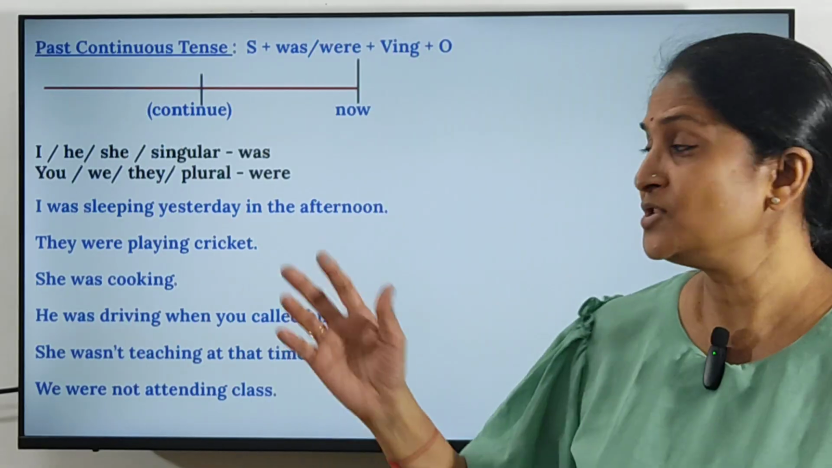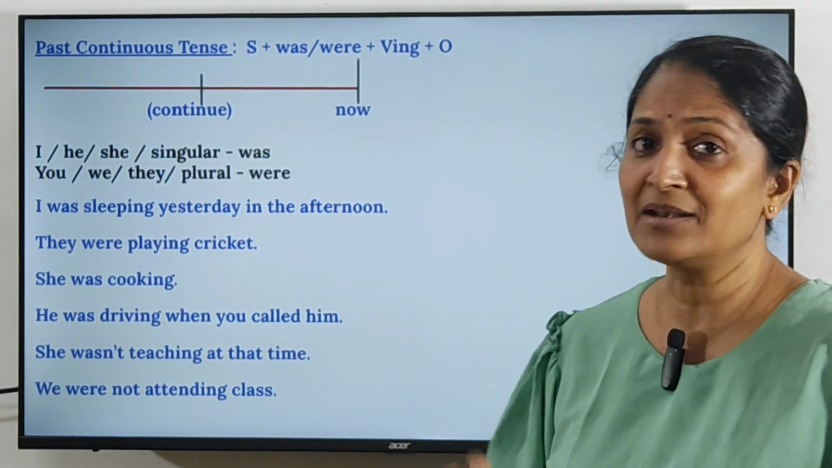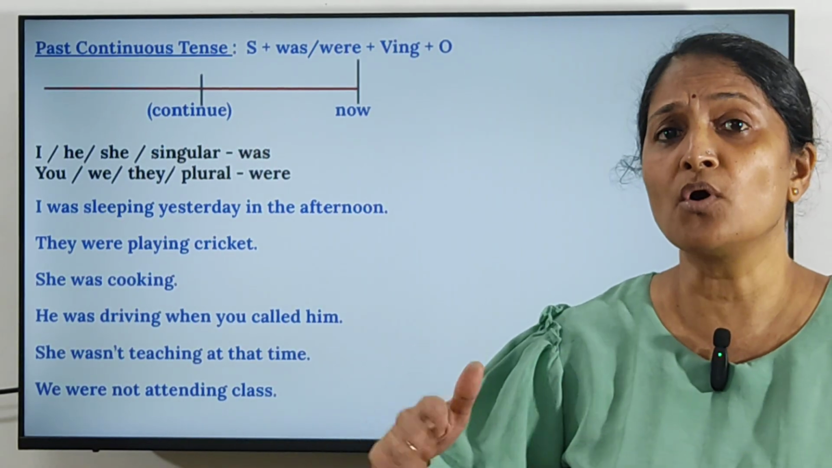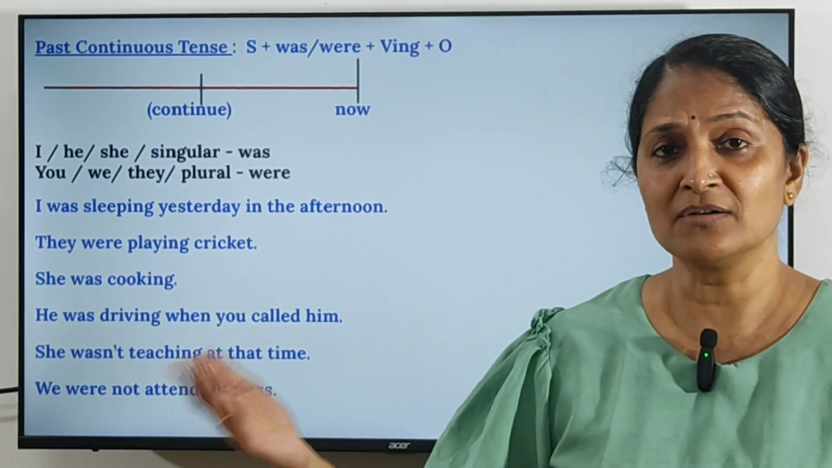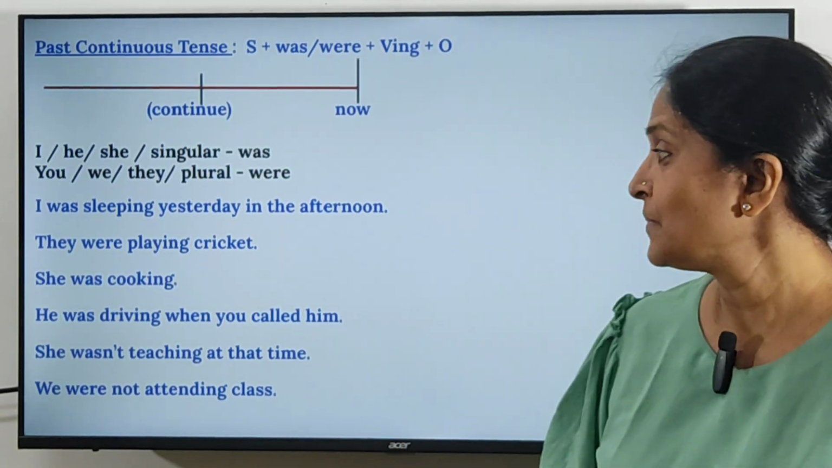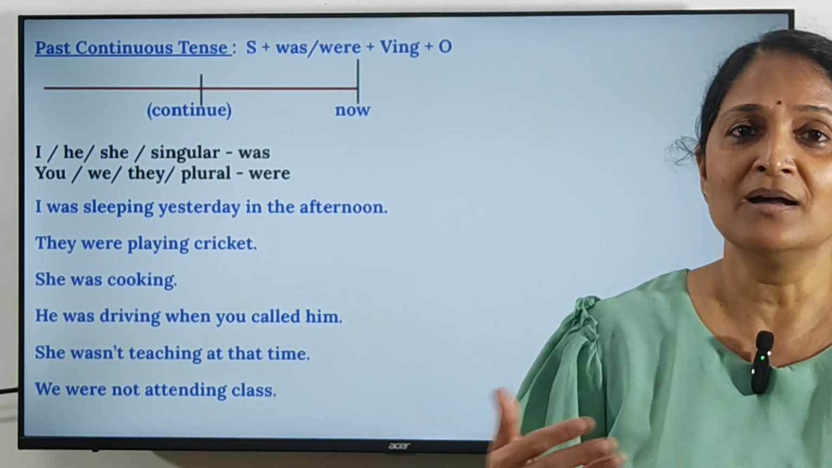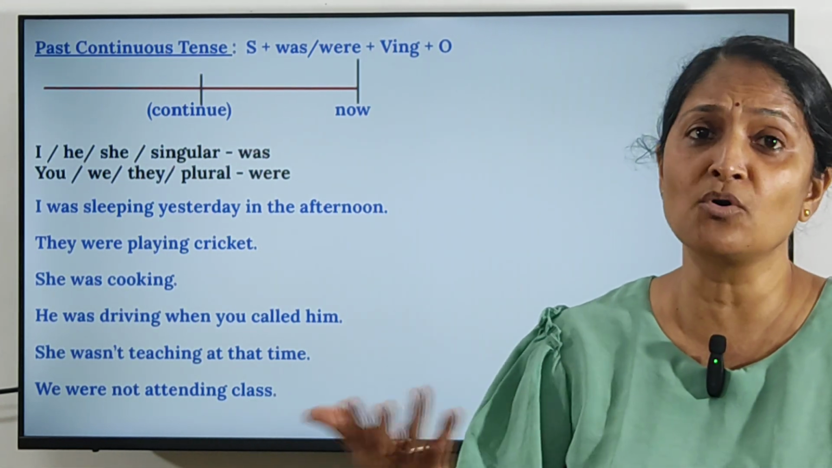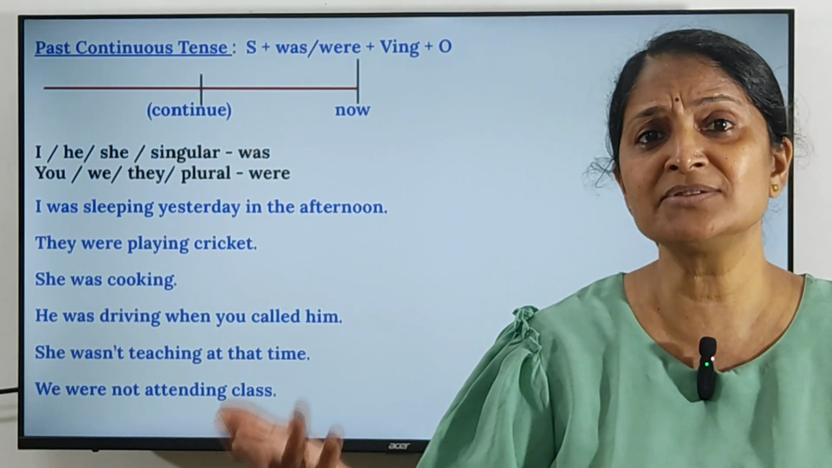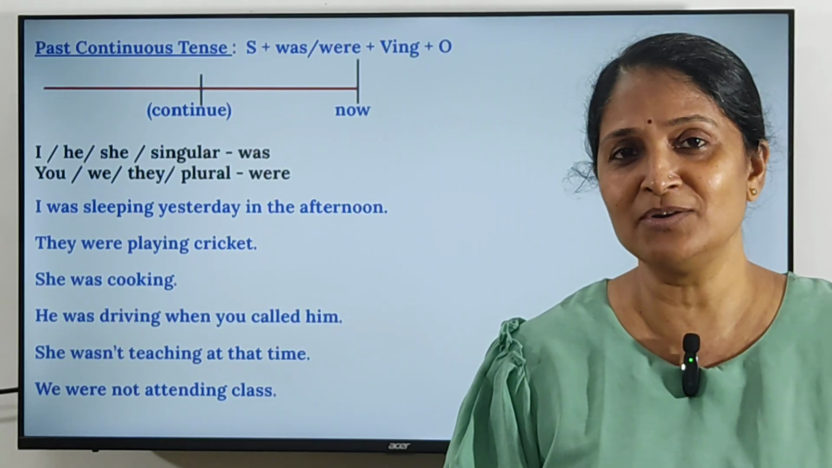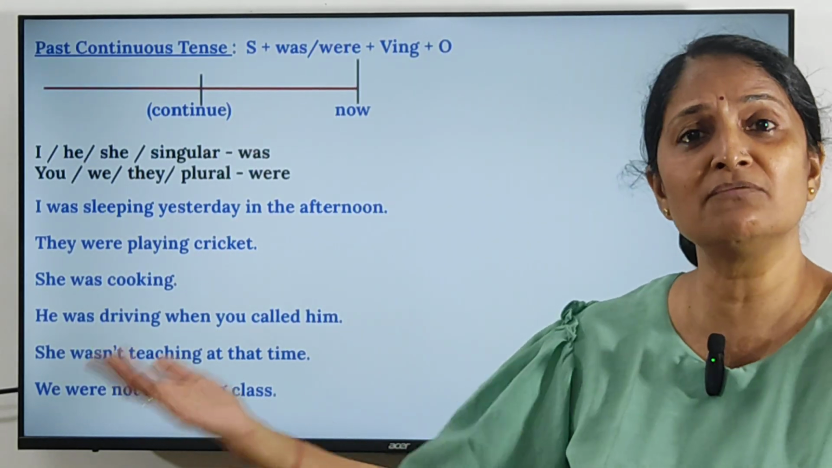She was cooking. Generally, in conversation, you use this with simple past tense. So you can say that when you called me or when you called her, she was cooking. जब आपने फोन किया, she was cooking. तब वो खाना बना रही थी. He was driving when you called him. He was driving. जब आपने फोन किया, वो कार चला रहा था. My question is, I called you a number of times yesterday. You didn't answer my call. तुमने जवाब नहीं दिया. Then you tell me, yes, madam, I was driving. Or, he didn't answer the call because he was driving.